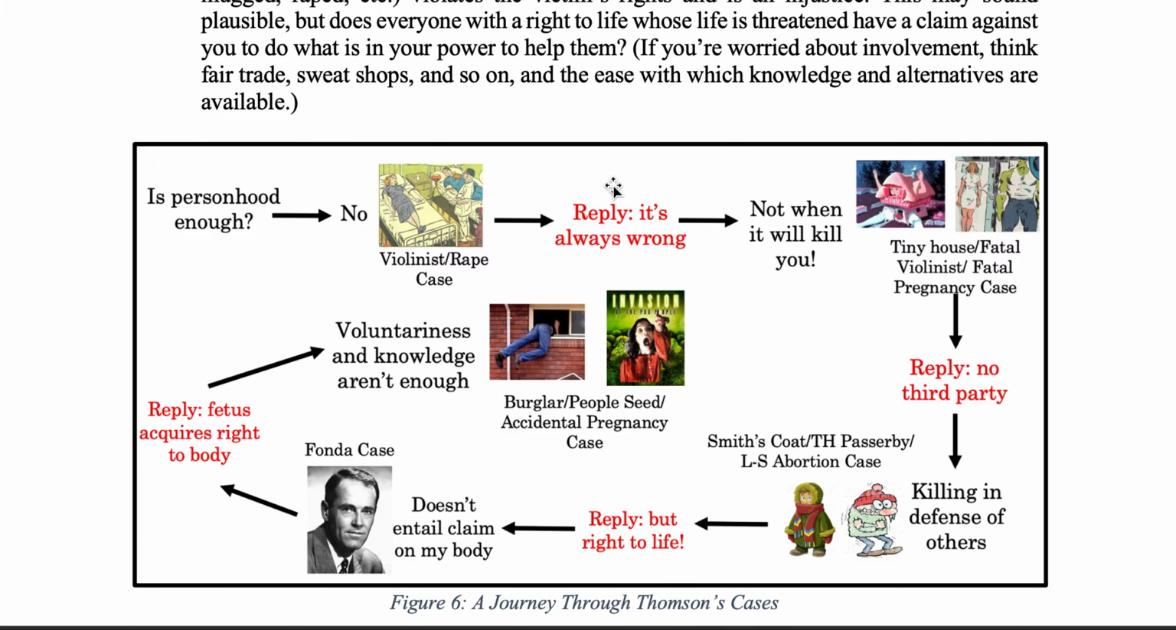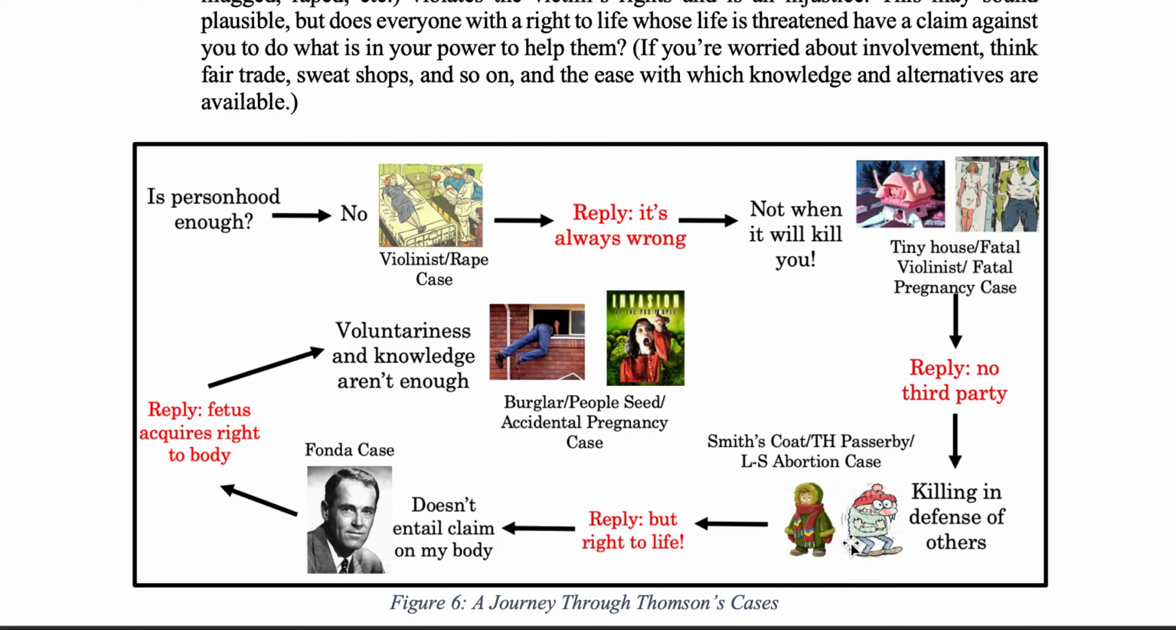And you might get people that dig in their heels and say, no, you can't unplug. It's always wrong. And she's like, okay, well, now imagine it'll kill you, right? Imagine the tiny house case, or imagine the violinist case again, where it'll kill you. Fatal pregnancy. You're allowed to kill in self-defense of your life, even if the threat is innocent. And then the pro-lifer might say, okay, fine, even if I believe you, abortion doctors can't help, because only the mother has a right to defend her own life lethally. And she says, no, you can kill in defense of others too. Look at the Smith's coat case.